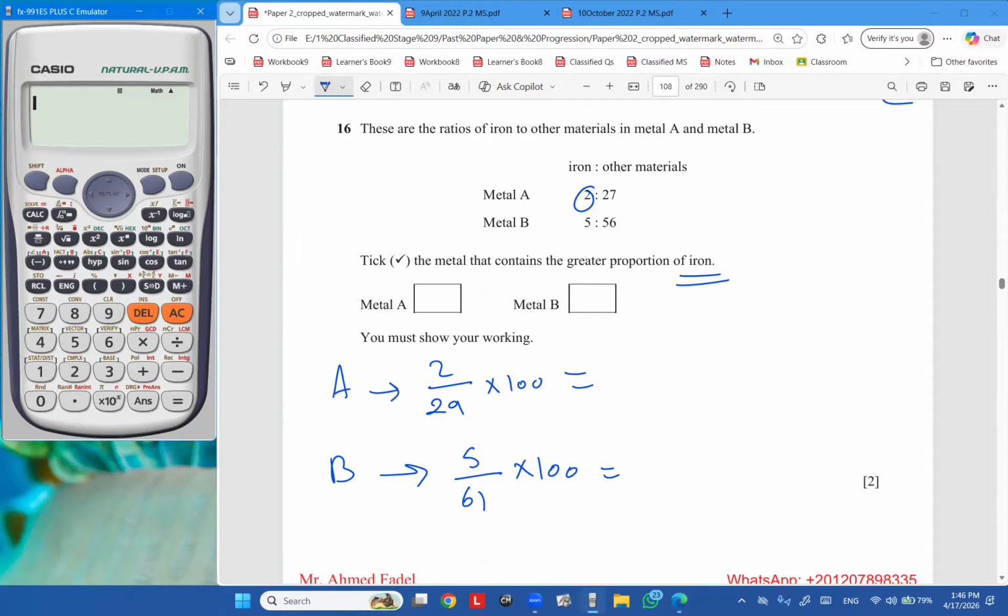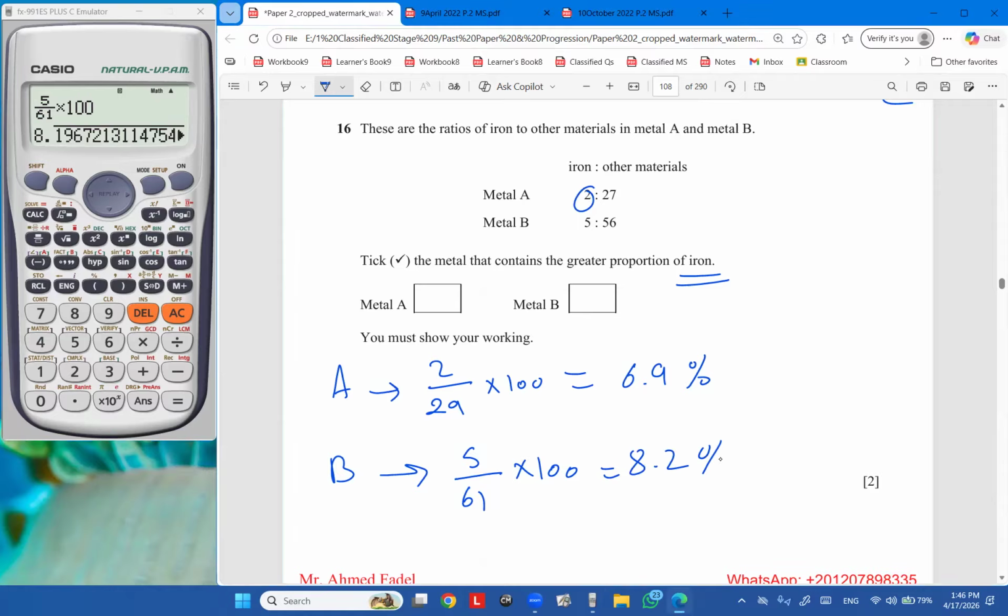Let's see. So this is 2 over 29 multiplied by 100, which gives you exactly 6.9%. While the other over here is 5 over 61, but I need to multiply it by 100, which gives you 8.2%. So which one has a greater proportion? It is metal B that has the greater proportion of iron.